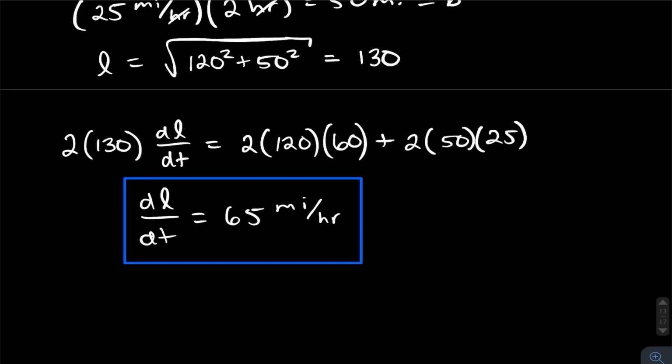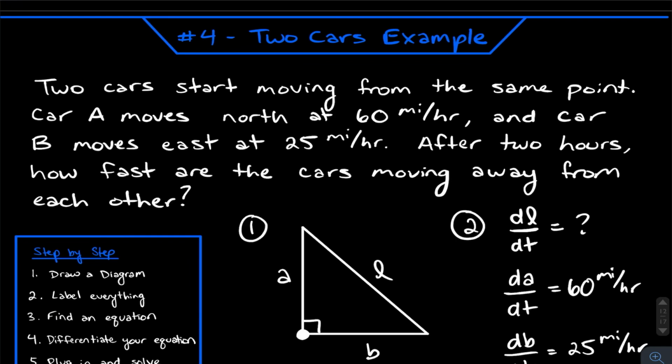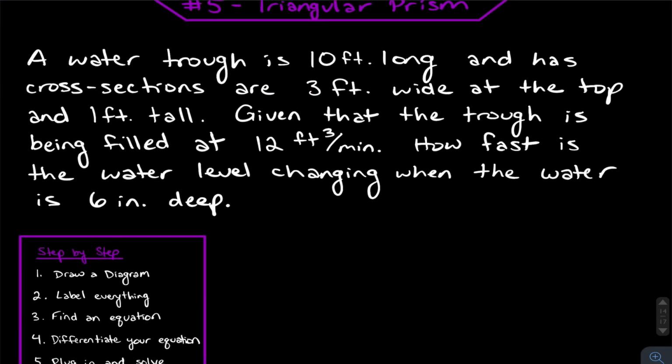Okay, so dL/dt equals 65 miles an hour. That's that. That is problem 4, right? And again, it's just following that step by step every time.